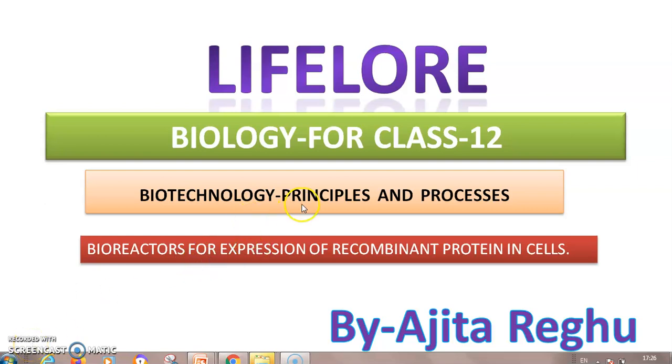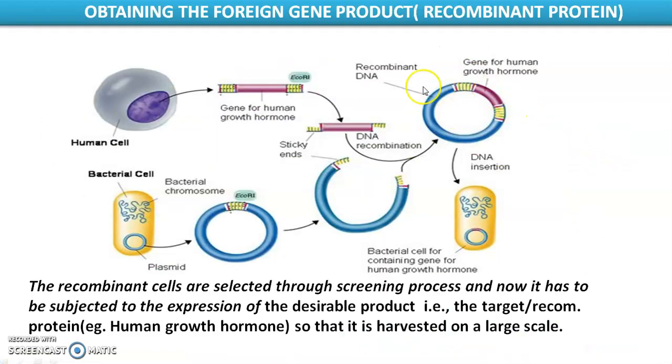Welcome back, students. Today's topic is about bioreactors, vessels needed for expression of recombinant proteins in cells. We have already discussed how we prepare a recombinant cell. In our earlier videos, we discussed recombinant technology, the steps of recombinant technology, and how to get a desirable gene from a sample tissue. For example, here I am talking about the gene coding for human growth hormone.